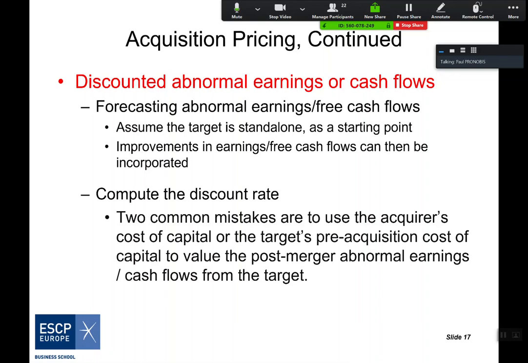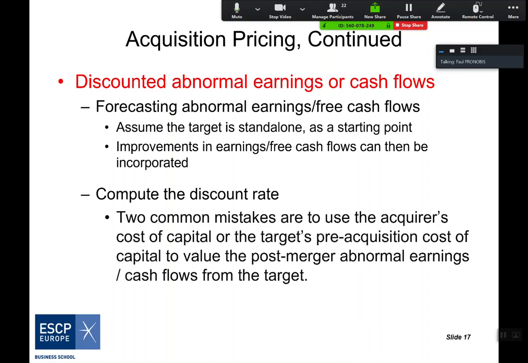In general, what one should do is first assess the target on a standalone basis as a starting point, and then think about any improvements that could arise either in earnings or in free cash flows from the merger and acquisition. So we make a projection of earnings on a standalone basis, and then we think about potential synergies, for example, cost savings. Maybe there are cost savings of 500 million each year. So we add 500 million for each year to those forecasted earnings to put in the potential effect of those synergies.